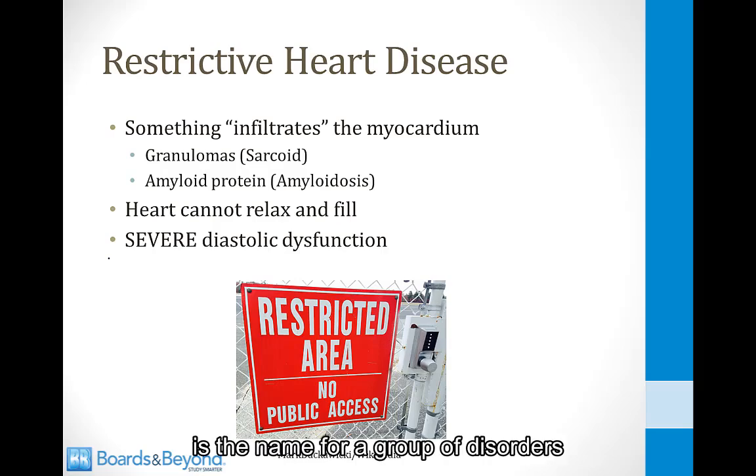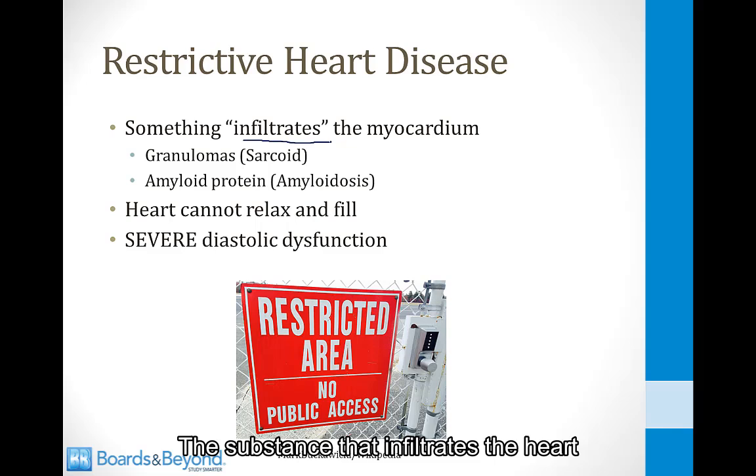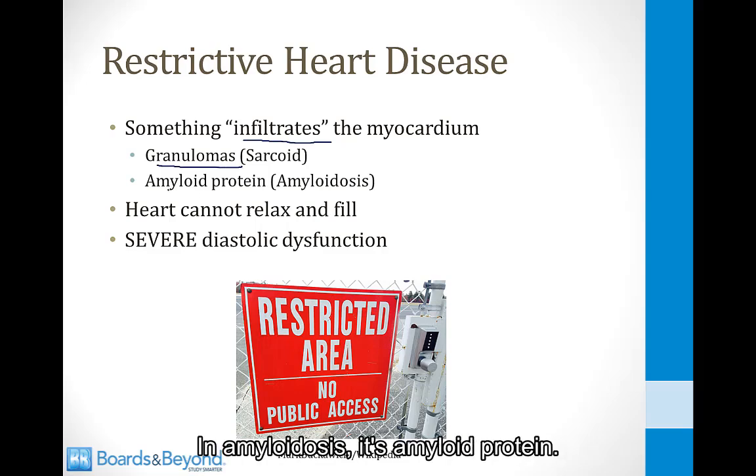Restrictive heart disease is the name for a group of disorders where something infiltrates the myocardium. In fact, these disorders are sometimes also called infiltrative cardiomyopathies. The substance that infiltrates the heart is different in different diseases. For example, in sarcoidosis, granulomas infiltrate the left ventricle. In amyloidosis, it's amyloid protein.